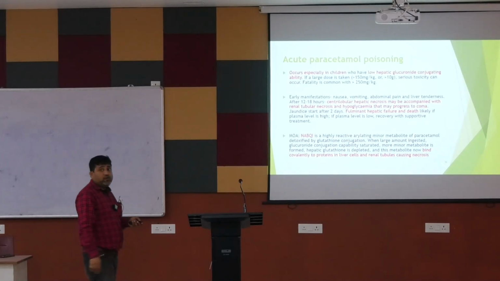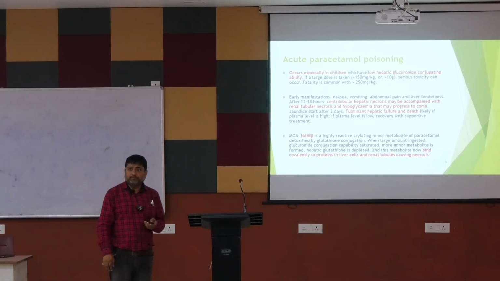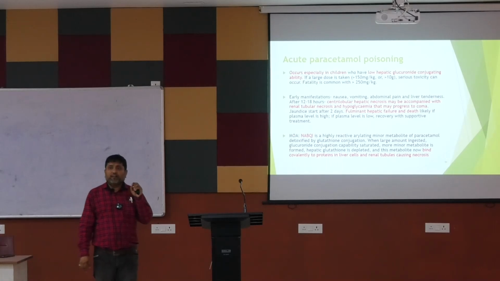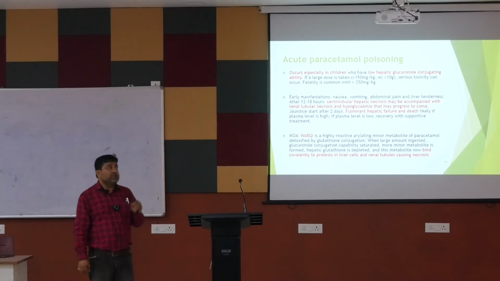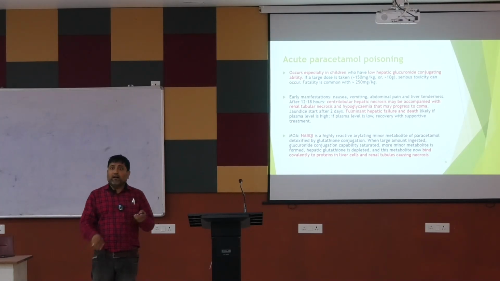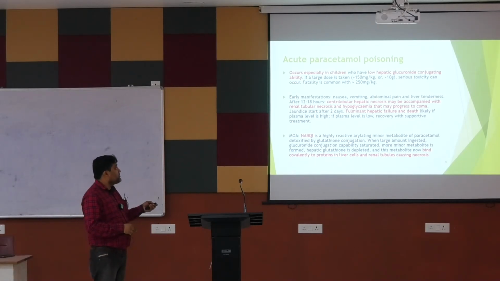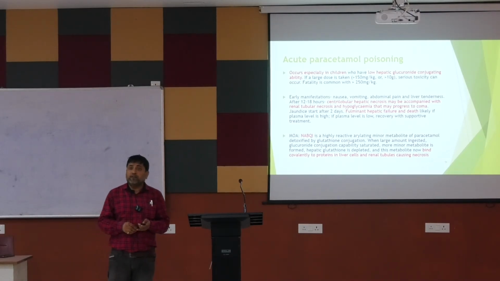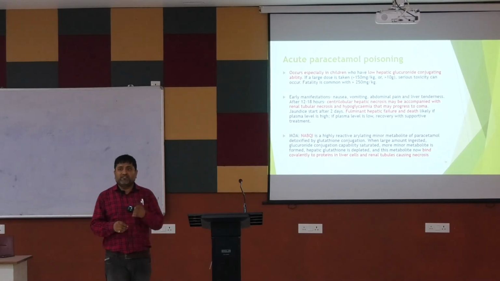Now, acute paracetamol poisoning. It occurs particularly in children when a toxic dose of paracetamol is taken. The toxic dose is more than 150 milligram per kg or more than 10 gram in adults. Serious toxicity can occur or fatality can be seen with more than 250 milligram per kg of drug ingested.